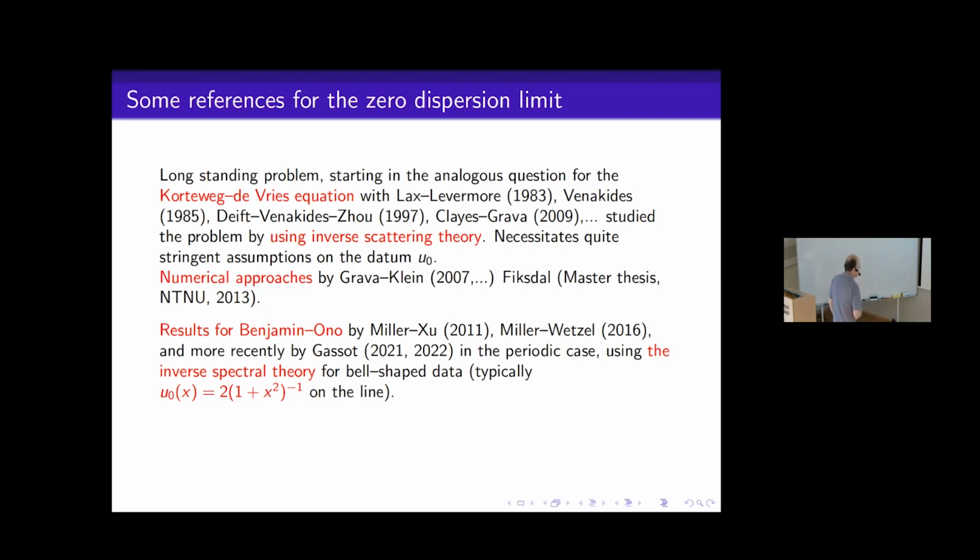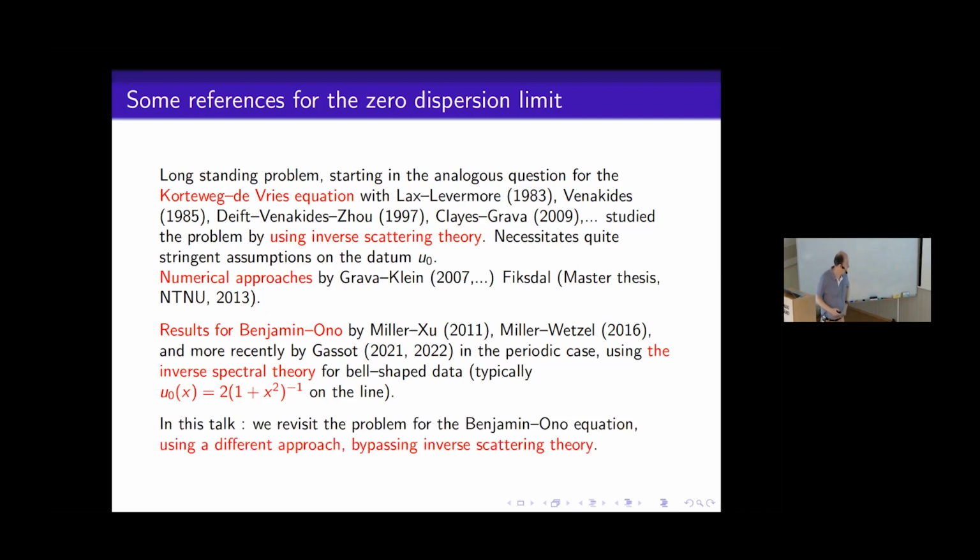We'll see. So there are some results by Peter Miller, who used to be a PhD student of Lax and Levermore, and who is now a professor in Michigan, and his collaborators, Xu and Welzer, and more recently by my former student Louis Gassot in the periodic case. Using the inverse spectral theory or inverse scattering, it's still possible, but again, with very, very specific data, typically 1/(1 plus x squared) on the line, bell-shaped data.